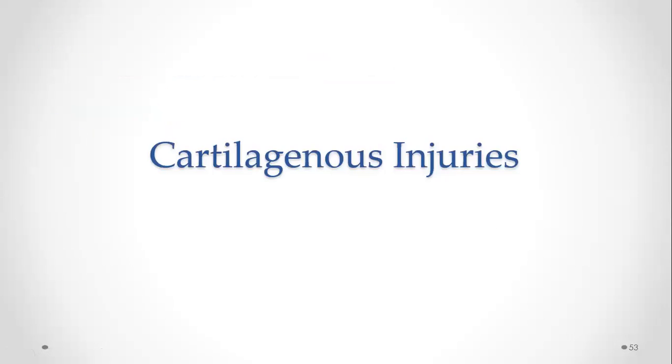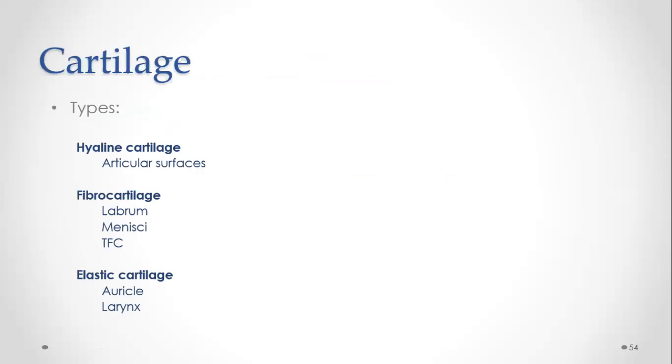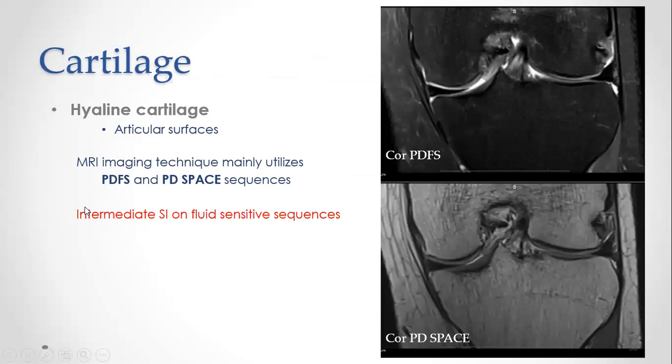Moving on to cartilaginous injuries. There are different types of cartilage. We are only interested in the hyaline and fibrocartilage. Imaging the cartilage, we always have the PDFS and PD SPACE sequences in the knee, for example, and the cartilage appears intermediate in signal intensity on the PDFS or PD SPACE, as we see here in the coronal PDFS and the coronal PD SPACE.